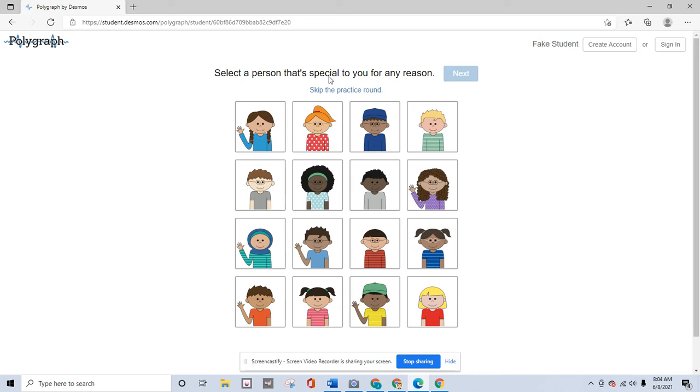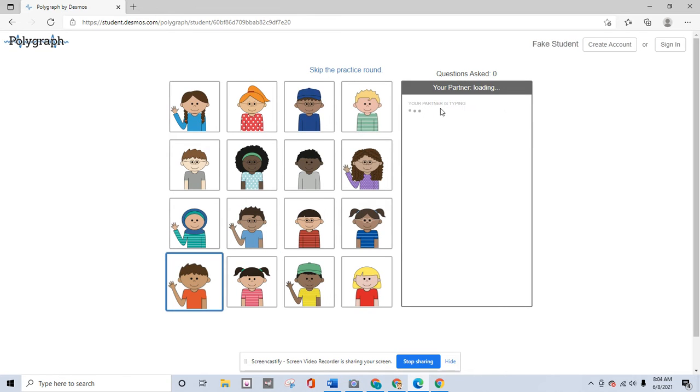It says select a person that is special to you for any reason. This is just a practice round to get the idea of what they're doing. You can always hit this button that says skip practice round. But I'm going to pick, all right, the kid down here waving with the orange shirt. I'm going to go ahead and click that kid. Then look what it has over here.